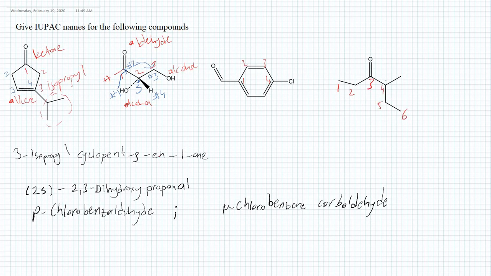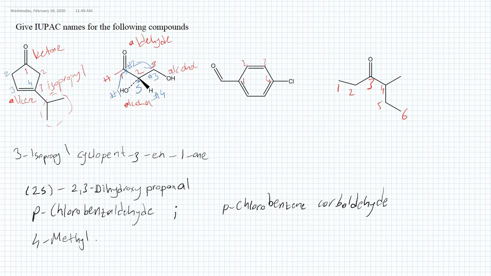So this is hexane, hexanone, but at the fourth position we have methyl, and the location of the ketone is 3. So we have to specify both the location of the ketone and the location of this substituent. So let's write the name here. So we have 4-methyl. So the last one, 4-methyl.